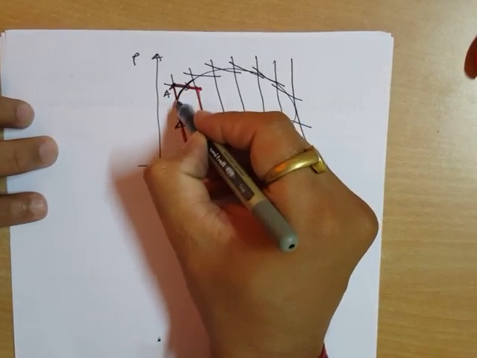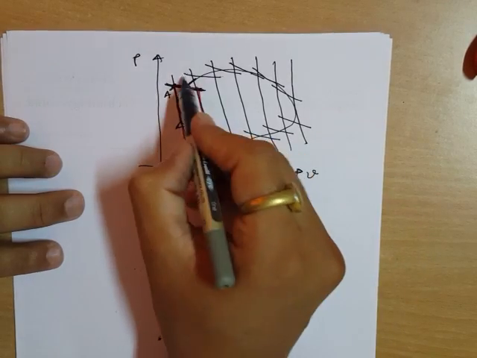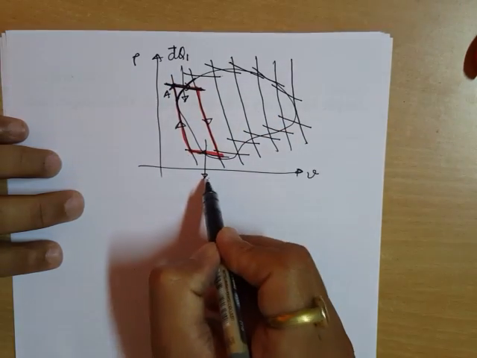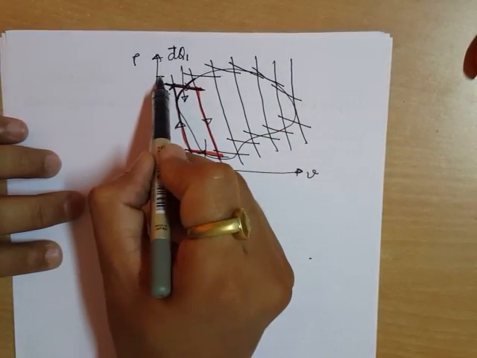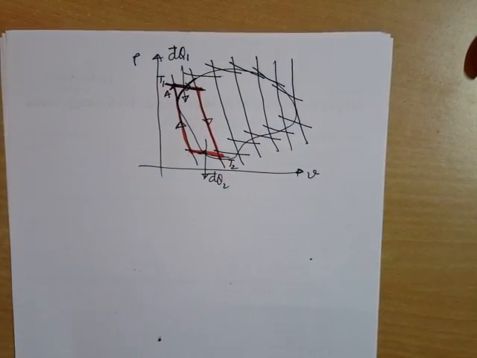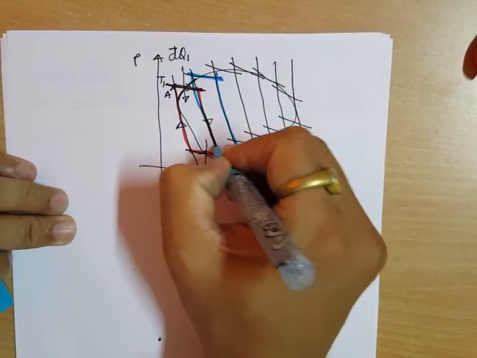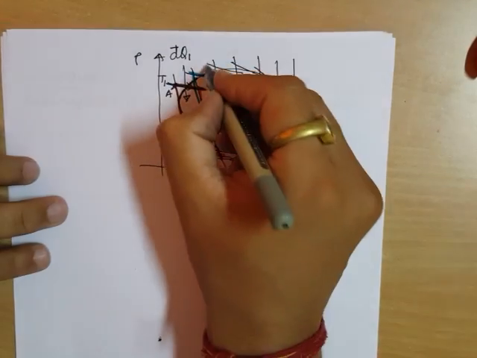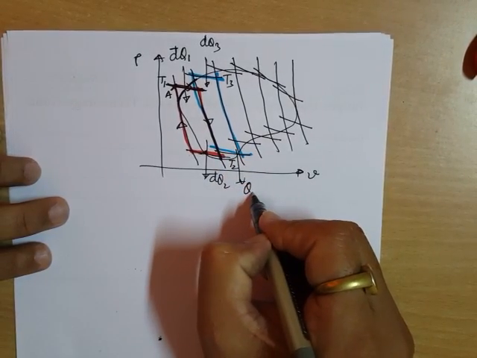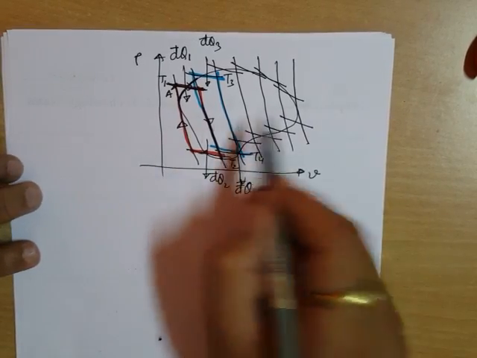And the heat transfer in this original cycle will be the same as the heat transfer in this isothermal, as we have just seen. So let us say the heat transfer in this small cycle will be dq1 and this is dq2. And this heat transfer is taking place at temperature T1 and this is at temperature T2. Likewise, for this another cycle, consider the heat transfer is dq3 at temperature T3 and here it is dq4 at temperature T4, and likewise.